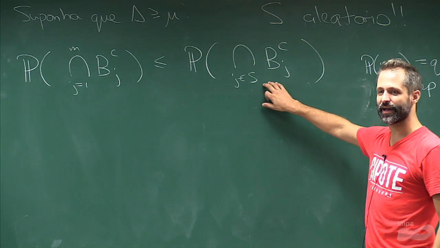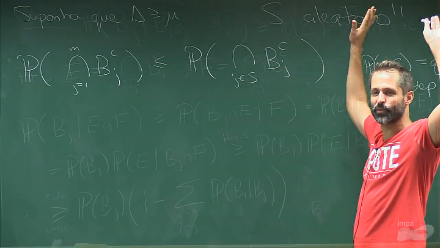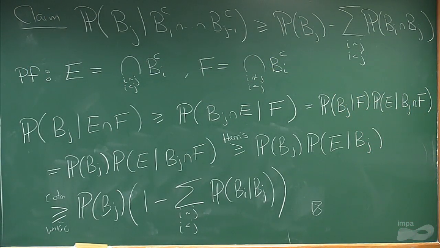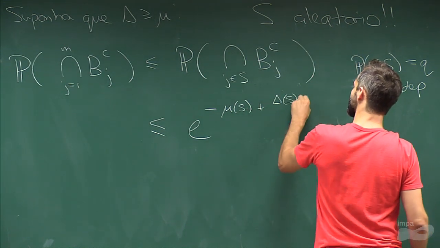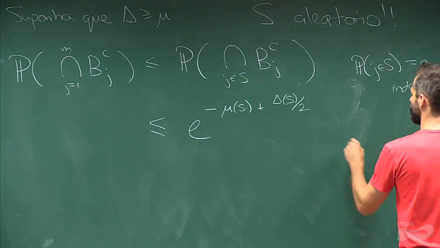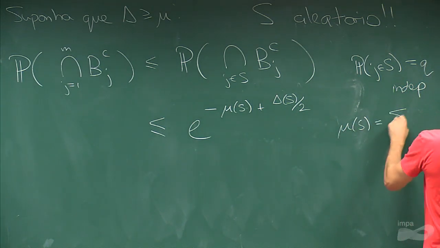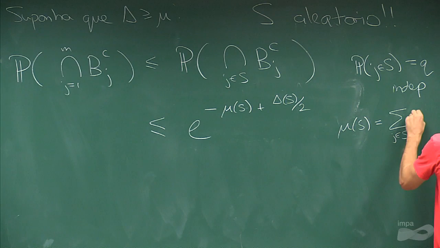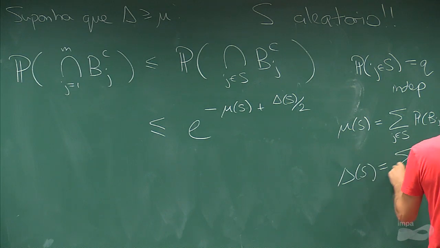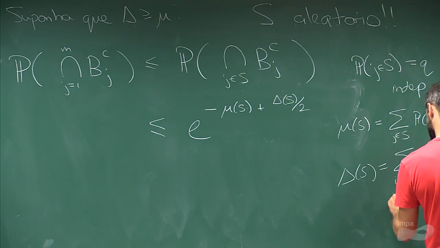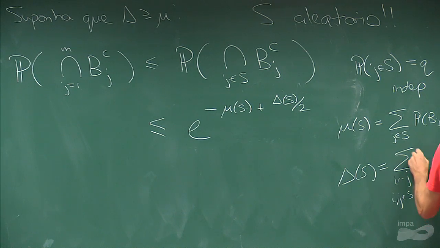When we apply the first part, which holds whatever mu and delta are, we get that this is at most e to the minus mu of S plus delta of S over 2, where mu of S is just what it has to be, the sum over j in S of the probability, and delta of S is the sum over i tilde j, with i and j in S, of the probability of B_i intersect B_j.